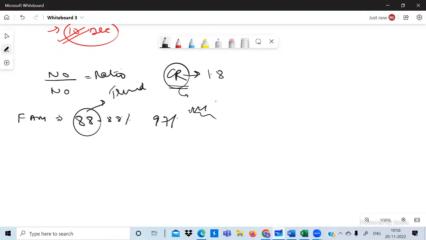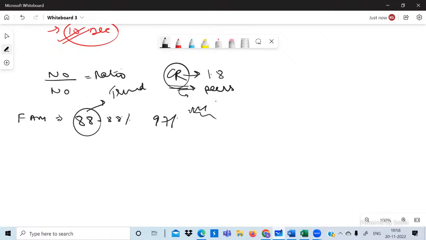So either I look within the company or I start comparing myself with the peers. So I look at what's happening in the industry. I look at other players in the same sector, what is their current ratio? And then I can come to some sort of conclusion whether I'm at par, below average, or above average. I get some sort of an idea.